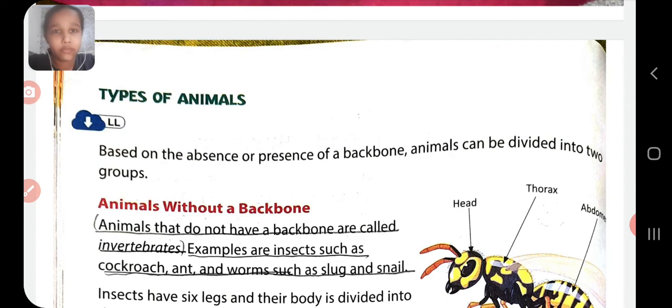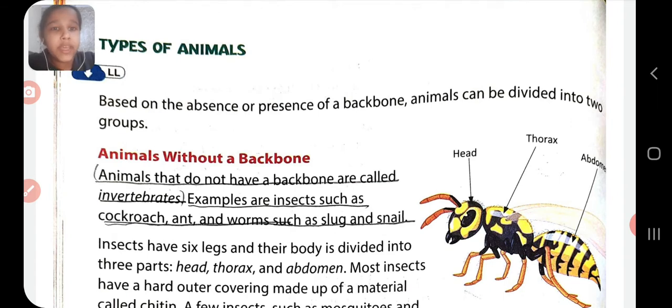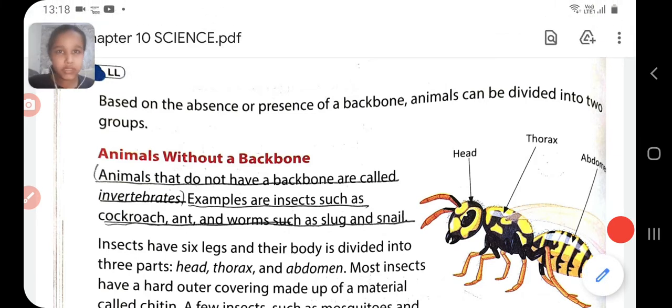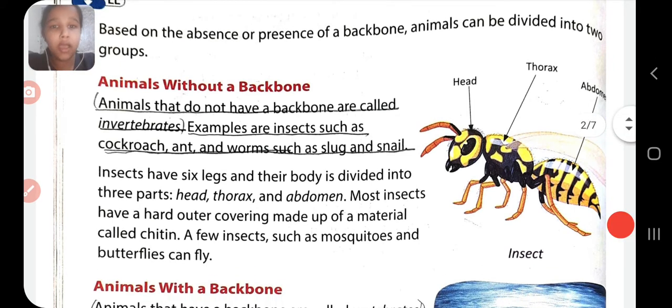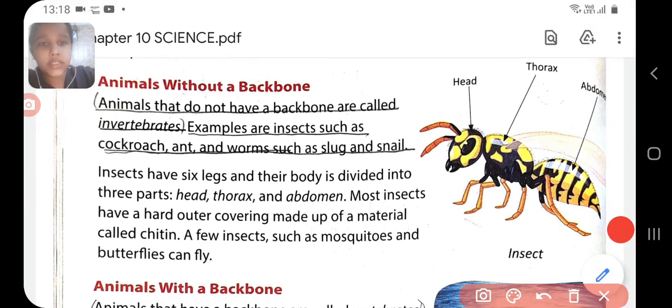Now, do you know the types of animals? So, let's study. Based on the absence or presence of a backbone, animals can be divided into two groups. Like if one animal has a backbone and one animal does not, they will be different, and we will divide them into two categories, and they are the two types of animals. Okay, so the first is animals without a backbone.